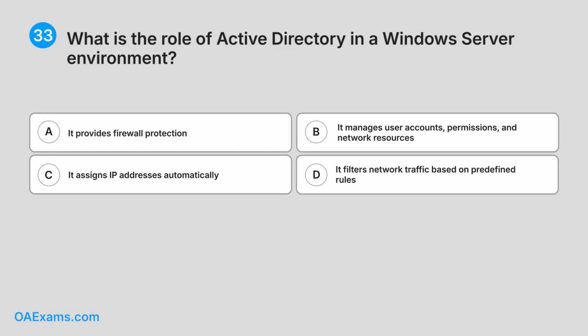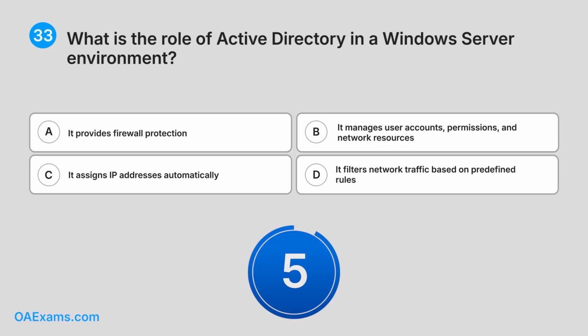33. What is the role of Active Directory in a Windows Server environment? A. It provides firewall protection. B. It manages user accounts, permissions, and network resources. C. It assigns IP addresses automatically. D. It filters network traffic based on predefined rules. Can you guess the answer?